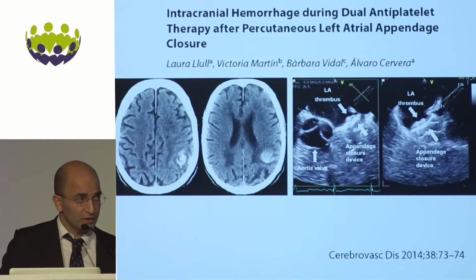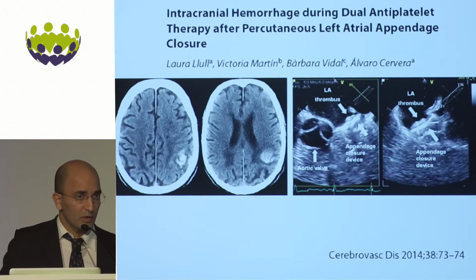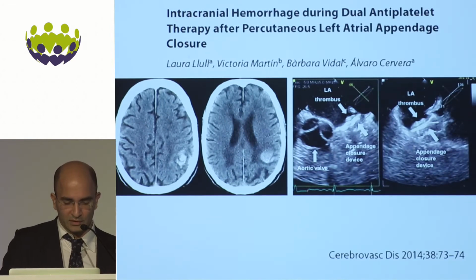However, this is a very difficult situation because we know from the ACTIVE trial that once you give dual antiplatelet therapy, it carries almost the same risk of major bleeding as oral anticoagulation. So I think we should try, and this could be a subject during the discussion, to decrease the duration of this dual antiplatelet therapy.